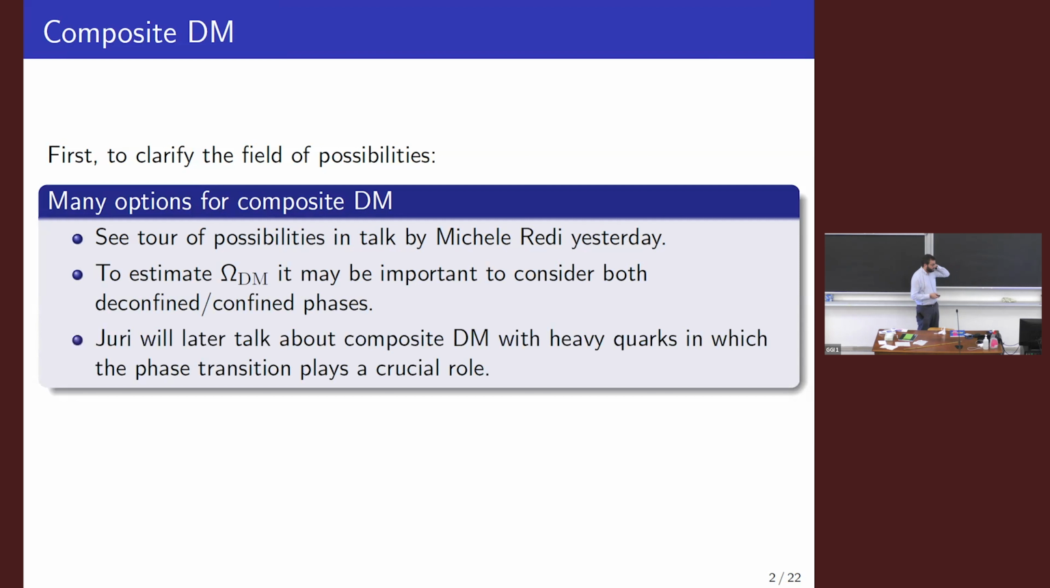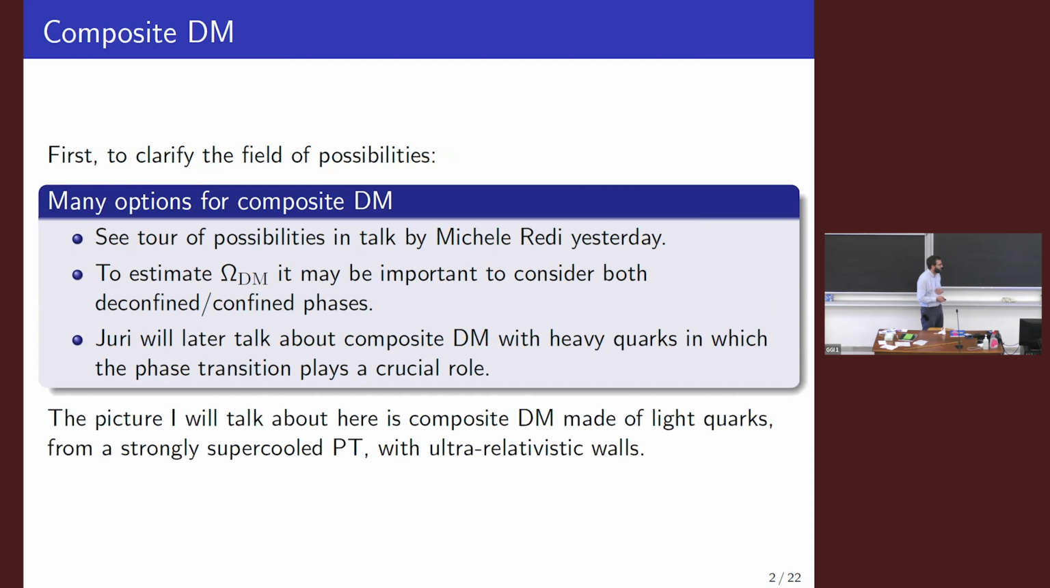I think our talks are going to be on a similar topic. So just to make everything clear from the start, what are the different assumptions being made? Yuri later on will be talking about composite dark matter with heavy quarks, in which the phase transition also plays a role. But what's very important there is that the quarks are heavier than the confinement scale. We'll be hearing about that in a little while.